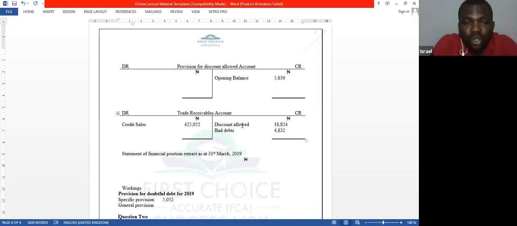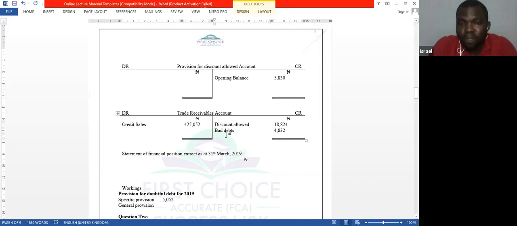Before we can do this provision, we need to know the balance of our trade receivables account. So we go to our trade receivables account to balance it up. Look at the left-hand side. The debit side has 425,052, while the right-hand side, which is the credit side, has 18,820 plus 4,800. So the right-hand side is lower than the left-hand side.